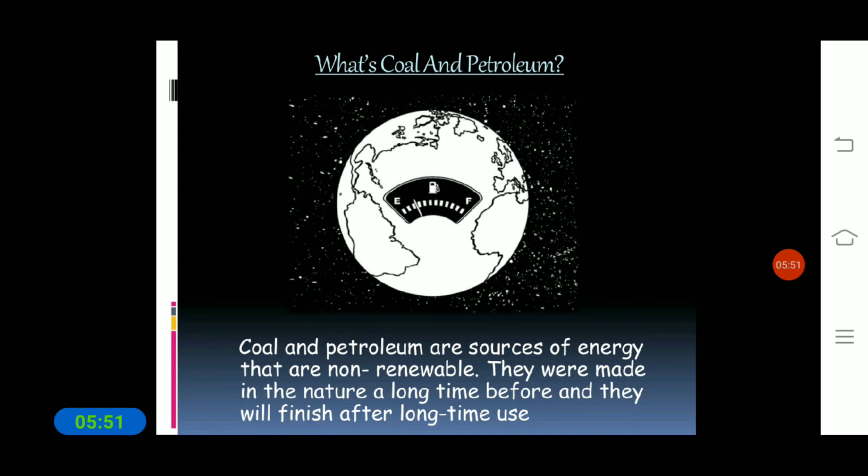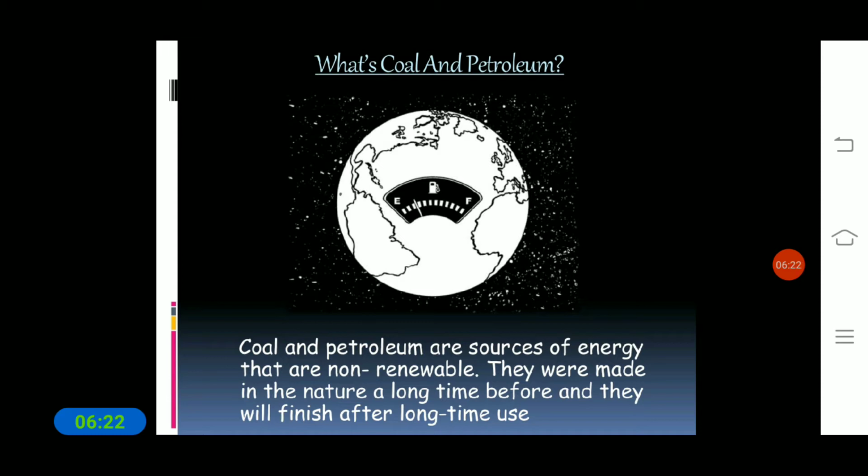Okay, so coal and petroleum are the sources of energy that are non-renewable, and they were made in nature a long time before, and they will finish after long-time use.